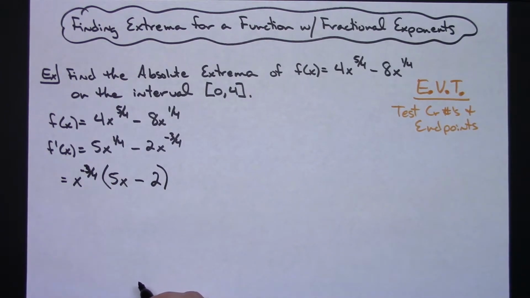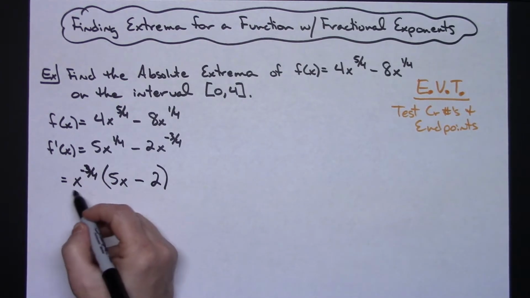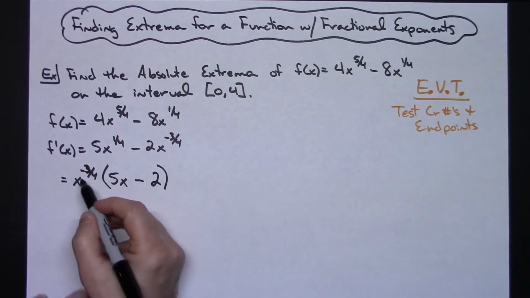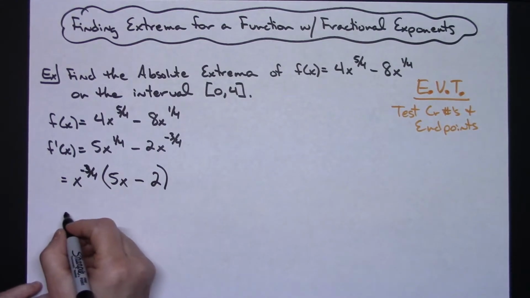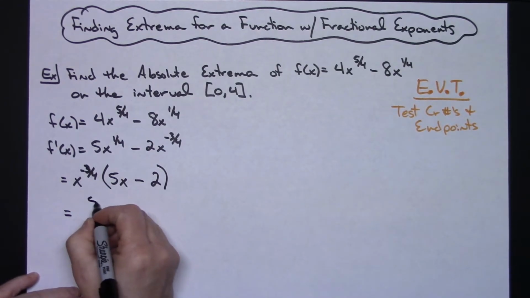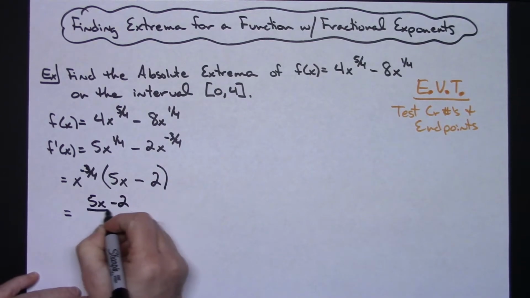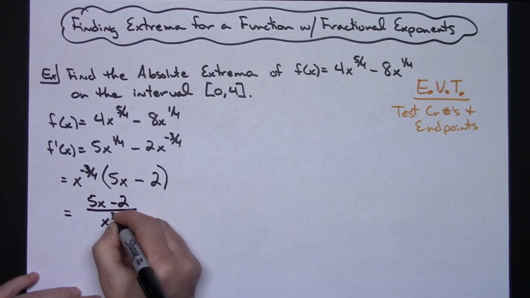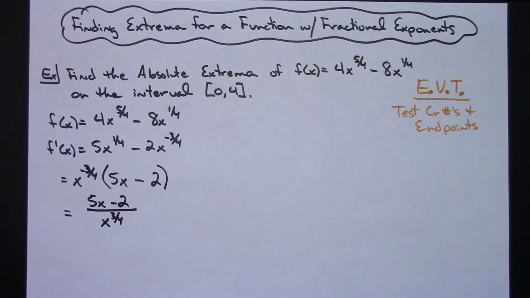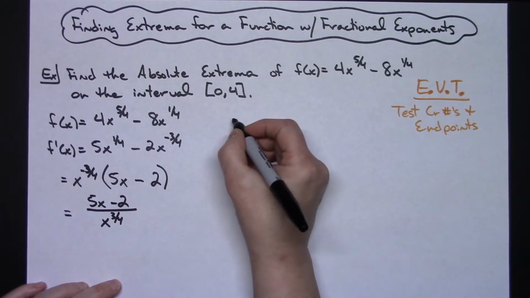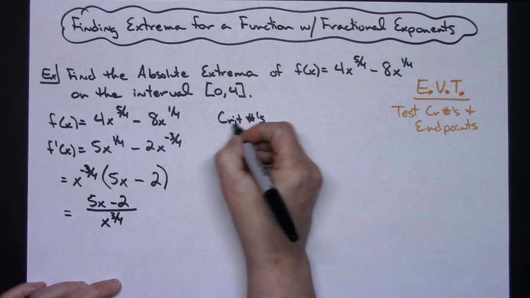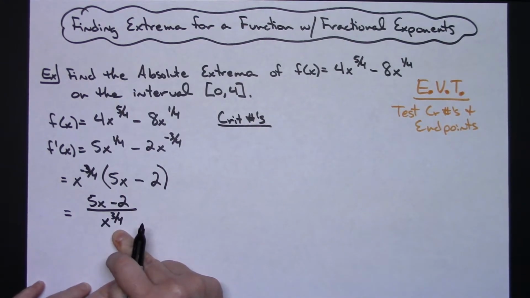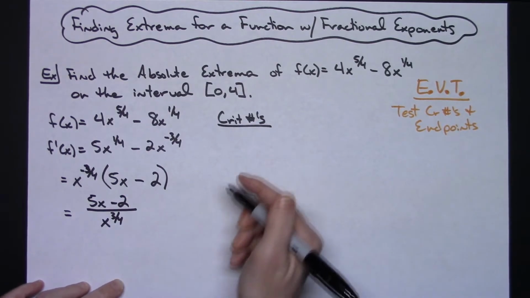Okay, now at this point, I would probably attempt to get rid of that negative exponent there. We can move that to the bottom and make it a positive exponent. So I would write this derivative as a 5x minus 2 all over an x raised to the 3/4. Alright, now at this point you're going to need to find your critical numbers. So let's do that right about here. So critical numbers. I'm going to take this derivative that I found and I'm going to set both the numerator and the denominator equal to 0.